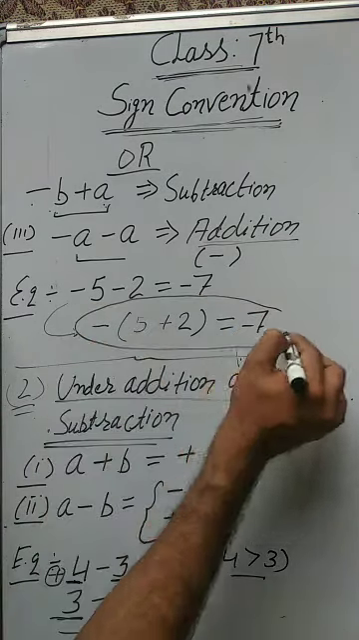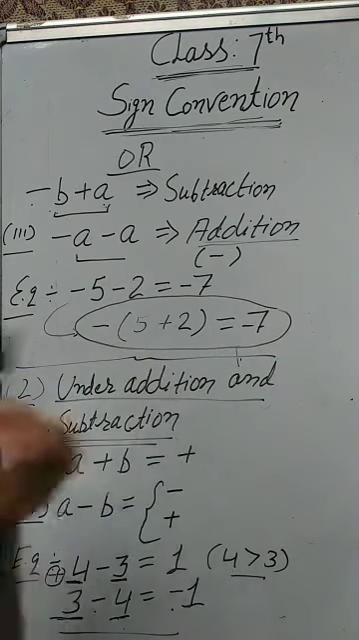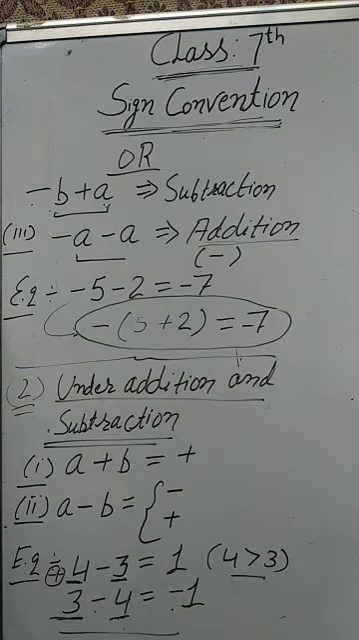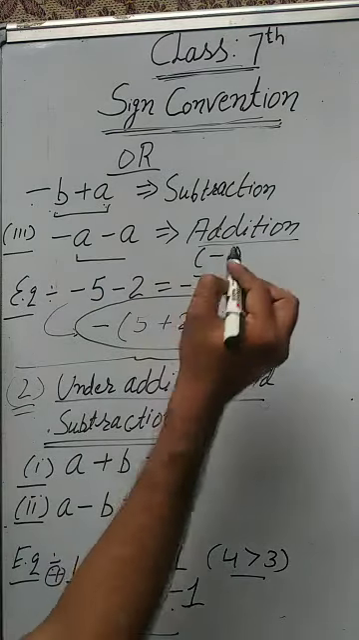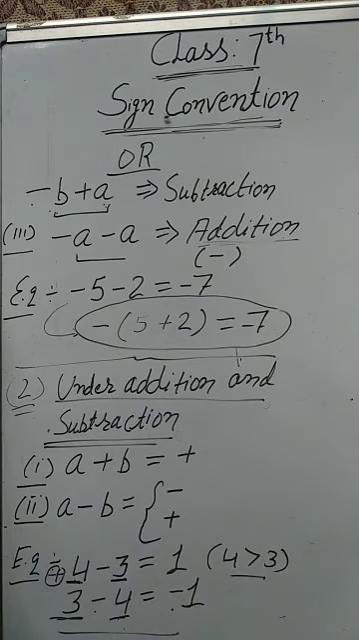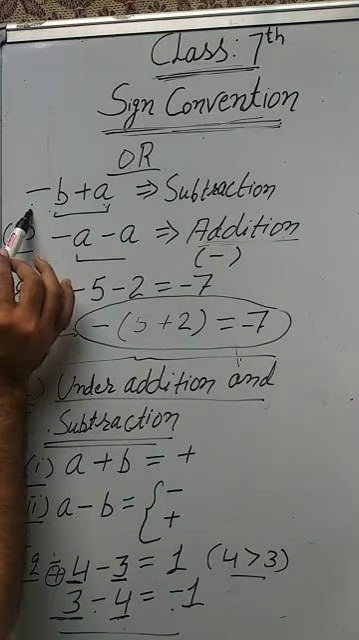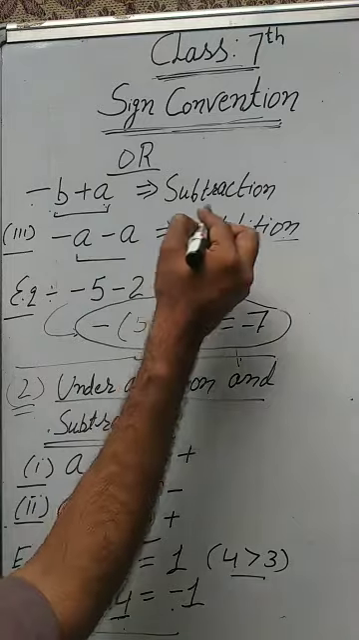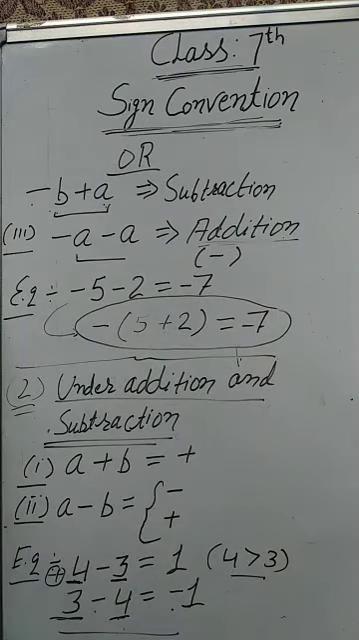But you have not need to go there. Simply keep in mind, if two numbers are in negative, you will perform addition, okay, but sign will be negative. And if one number is negative, one is positive, you will perform subtraction, and sign will be the sign of a greatest number. Clear, beta? These are the important sign conventions.